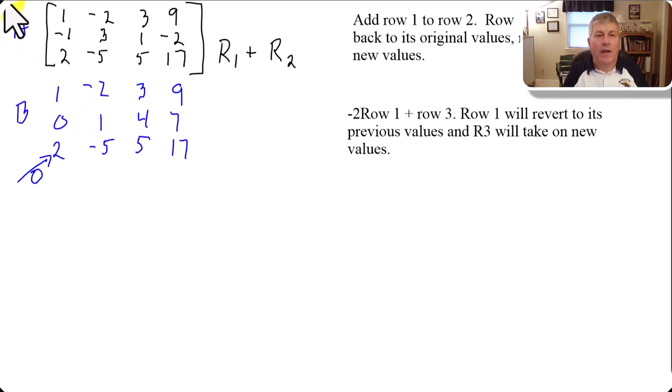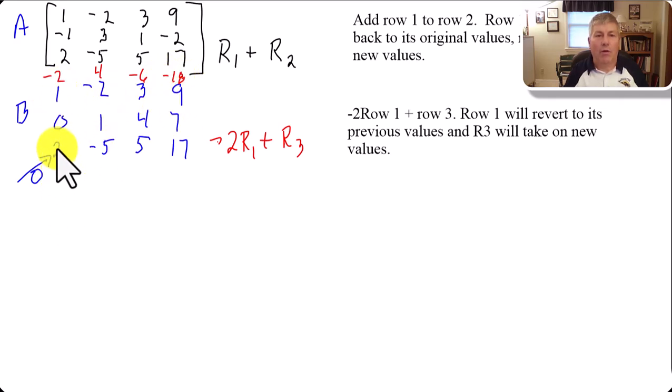So when I do that, as I have in my instructions over here on the right hand side, negative 2 times row 1 plus row 3, row 1 will revert to its previous values, and row 3 will take on new values. So I'm going to do -2 times row 1 plus row 3. So my new row 1 would become -2, 4, -6, and -18. That's my new row 1.